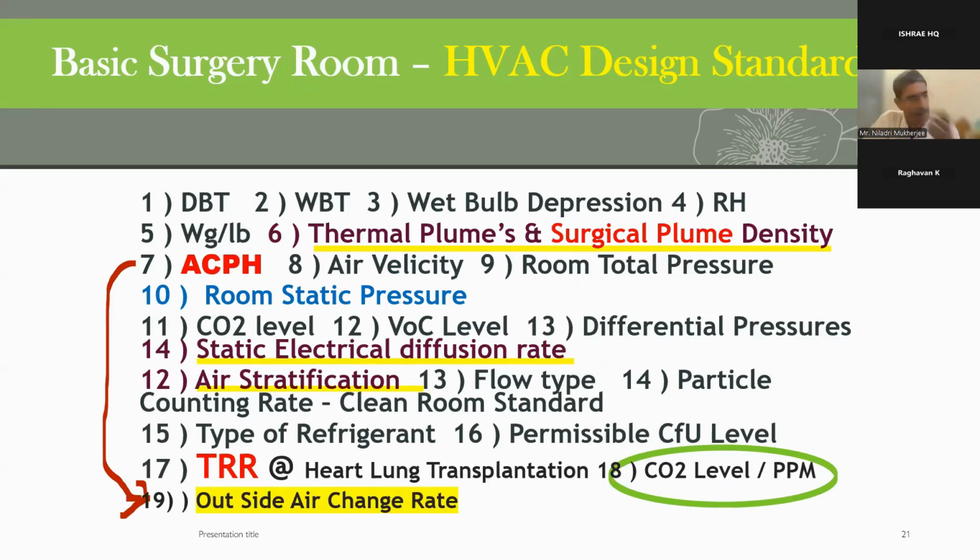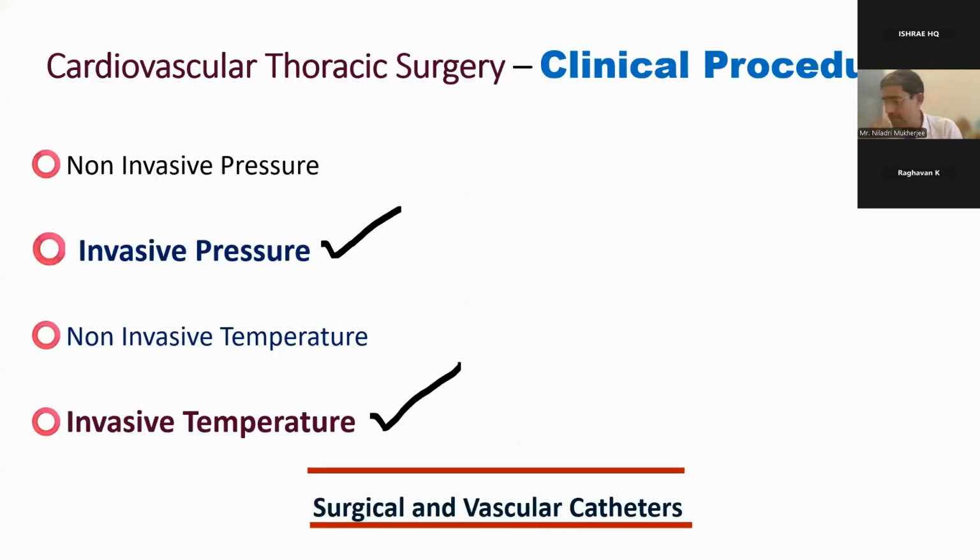Now nowadays, in case of these types of critical design, along with the ACPH, air change per hour, we also recommend separately giving the outside air change rate. Separately, it is asked to mention what the outside air change rate will be. Now, before we go to this TRR thing, what is TRR? TRR is a major thing in case of cardiovascular surgery. Now let us understand some clinical procedures, because without that we cannot go into the HVAC design.